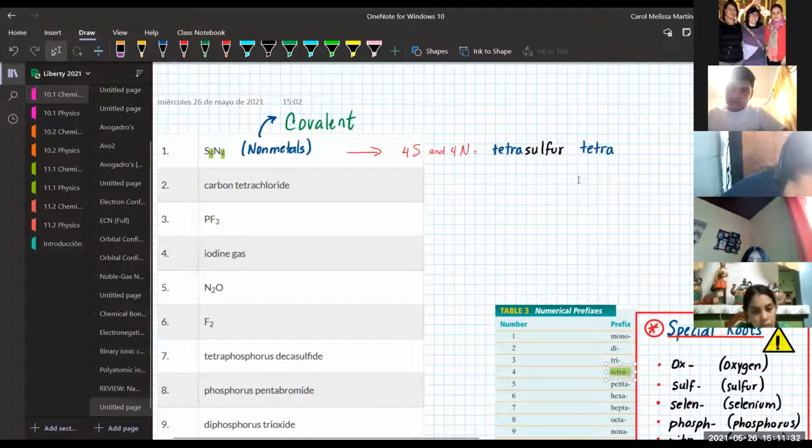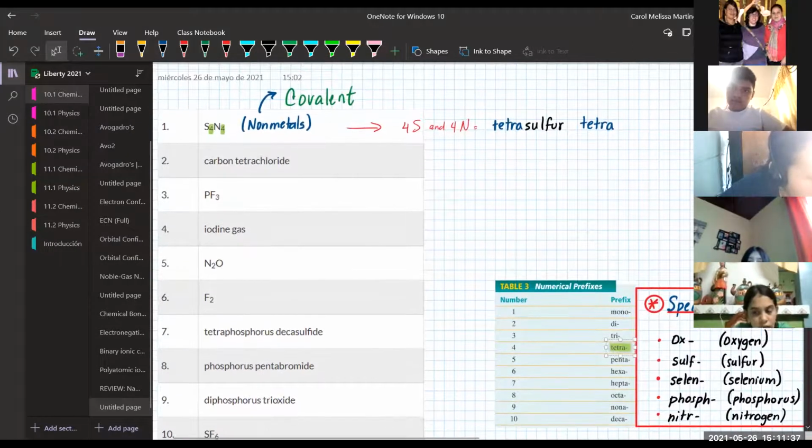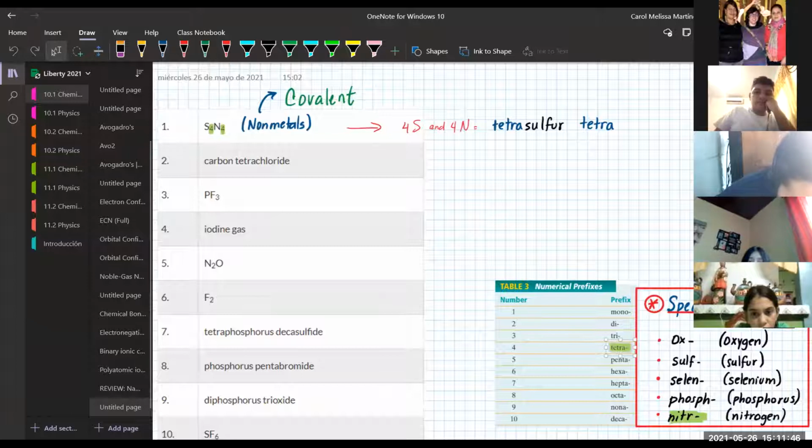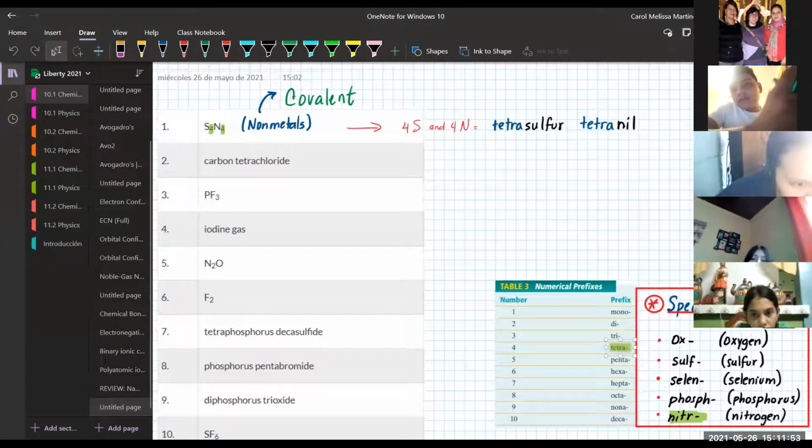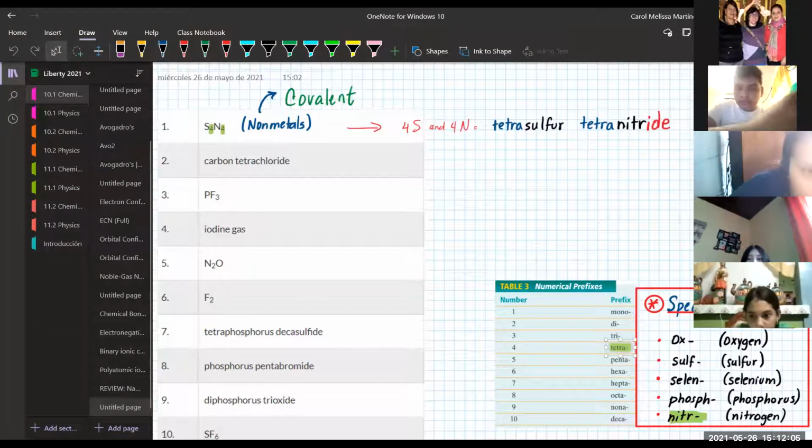So, the second element is nitrogen. So we're going to see the special roots for nitrogen. And as you can see, the special root for nitrogen is nitr. Okay? So it is tetranitr. And then the suffix mandatory for this kind of exercises will be IDE. Like that. Tetrasulfur tetranitride.